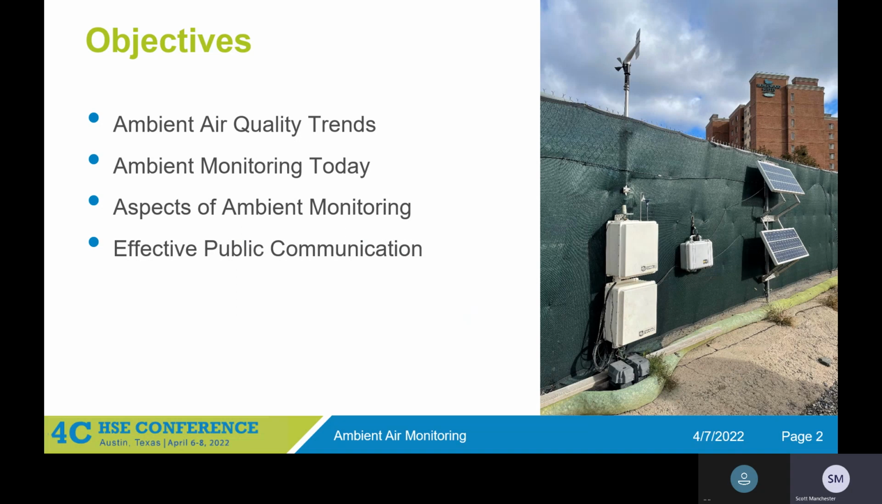And then move on. There are lots of aspects of ambient monitoring, a very broad field, but I'm just going to talk about 4 different aspects. Maybe a couple of those you're very familiar with and think of when you think of ambient monitoring, but maybe a couple that don't immediately come to mind. And then I want to wrap up with a couple of points on things that can be helpful in creating effective public communication.